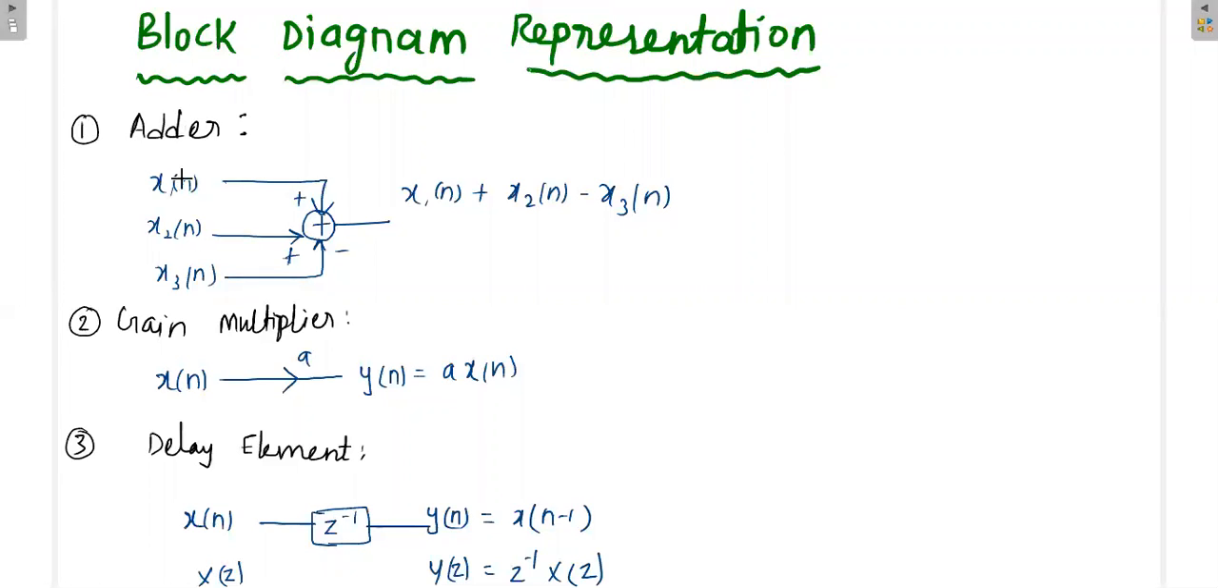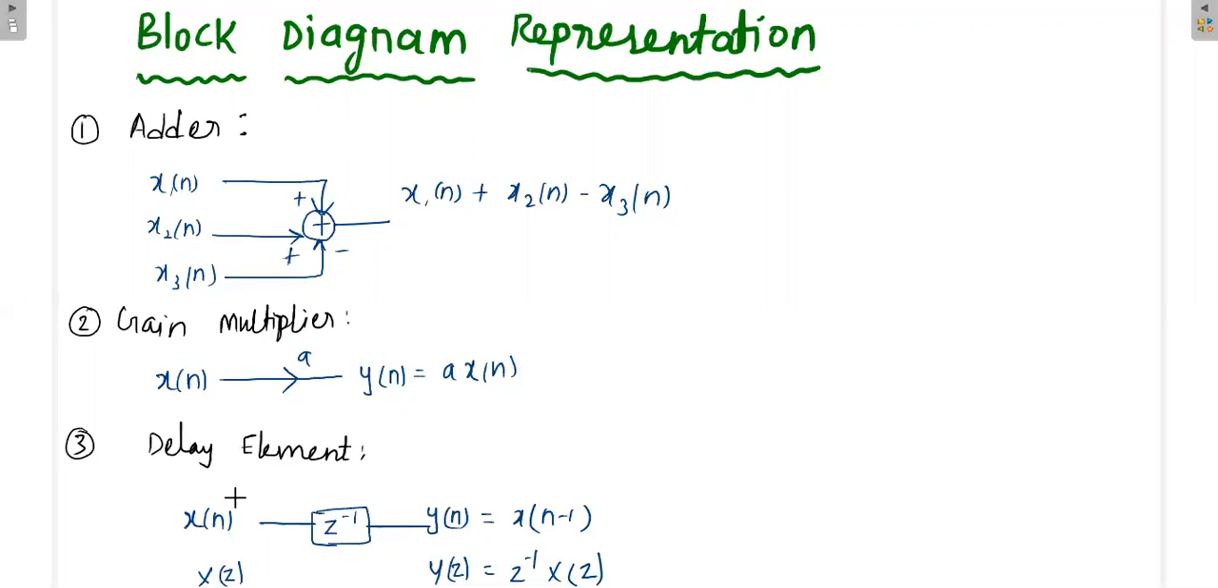First, adder. Suppose you have more than one signal, input signal or output signal, that can be added with the adder. We can also do subtraction using that. So wherever a minus sign is necessary, we can put a minus sign. If we need an adding operation, we can put the positive sign. The next, gain multiplier, that means input is multiplied by a factor of a. The value of a could be anything, that means it can be greater than 1 or less than 1.